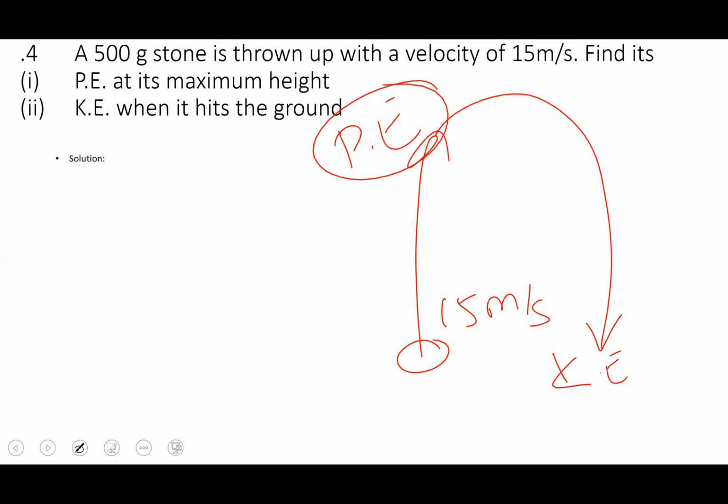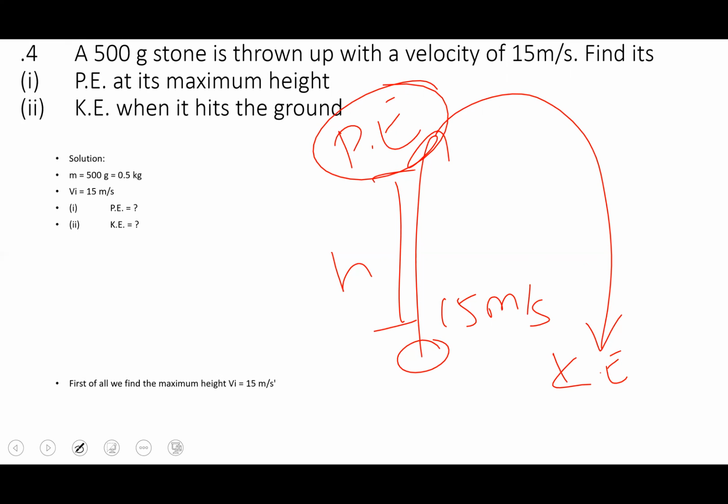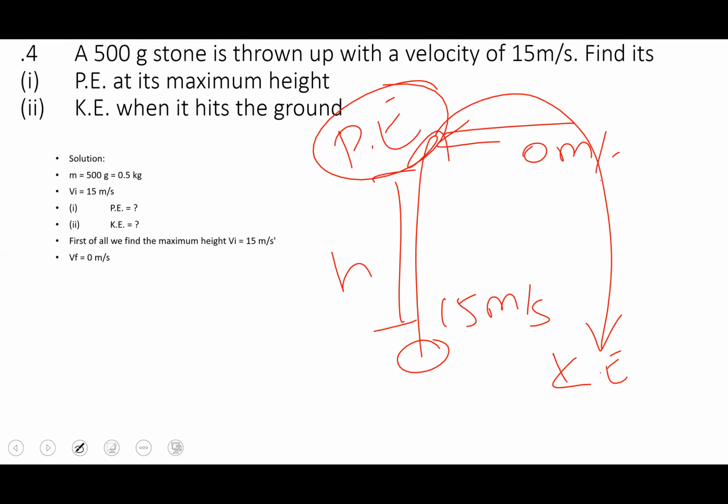First of all, let us find the maximum height it has obtained in this whole procedure. So mass is equal to 500 gram, or we can say 0.5 kilogram. The initial velocity is 15 meter per second. Potential energy we have to find out, and the kinetic energy we have to find out. First of all, we have to find the maximum height, for which we have the data vi, the initial velocity, equal to 15 meter per second. Final velocity at the highest point is going to be 0 meter per second, because it is going to slow down and then come back to the ground. The g has a value of 10 meter per second square.